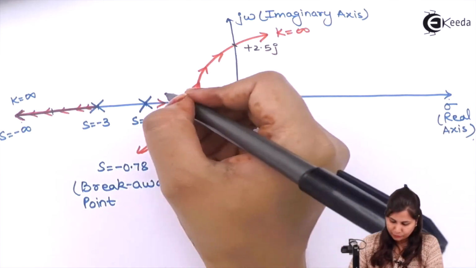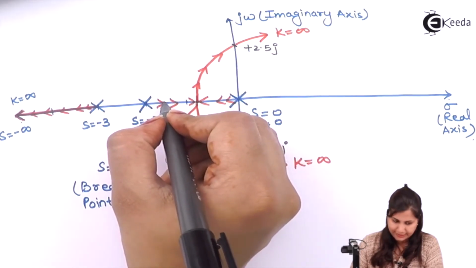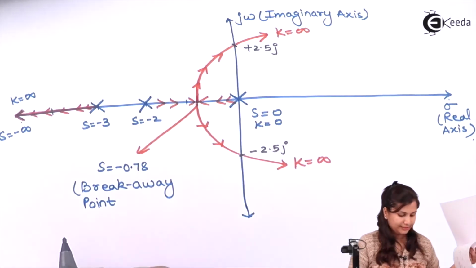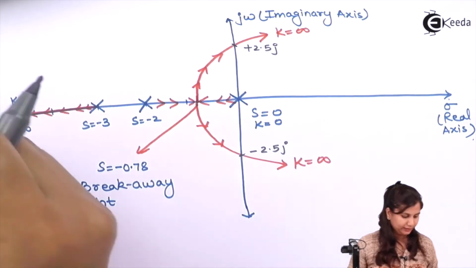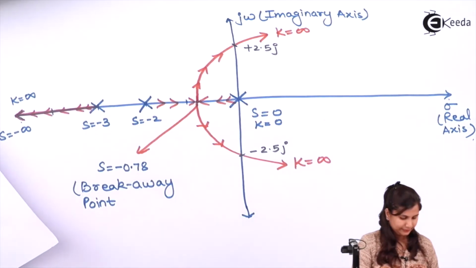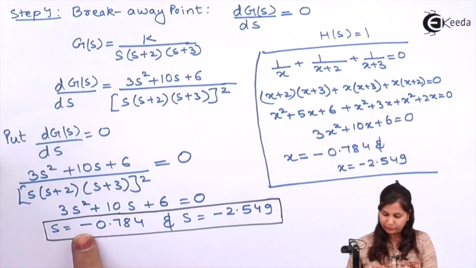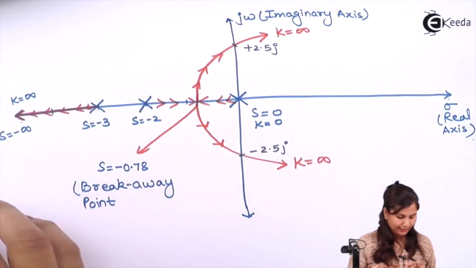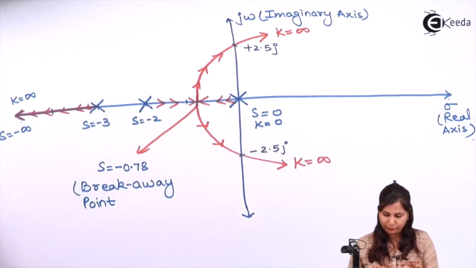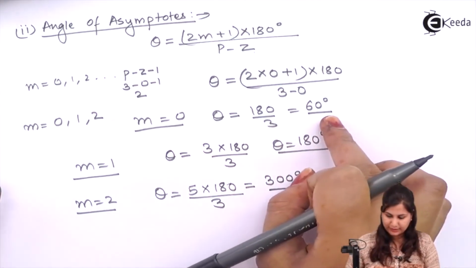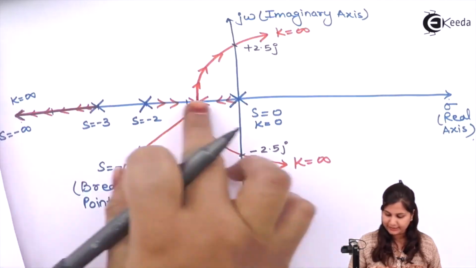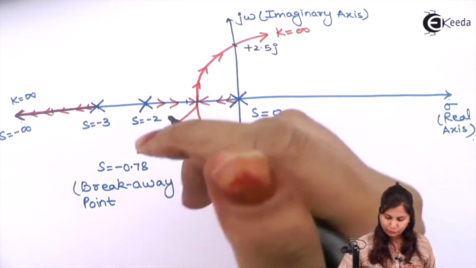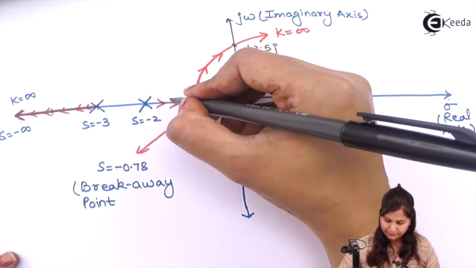Okay. Now on these two root locus branches we are having the asymptotes. Okay, and these asymptotes will intersect the real axis at a point minus 1.67, which we have obtained in our step. Here we have obtained the breakaway point as minus 0.784, and the angle of asymptotes we have also already obtained, that is theta equals 60 degrees, theta equals 180 degrees, which is one of the asymptotes, and theta equals 300 degrees. So from here we are having the asymptotes.